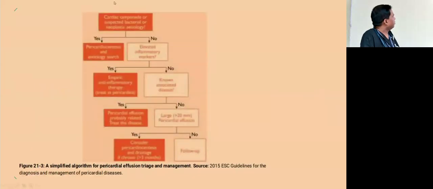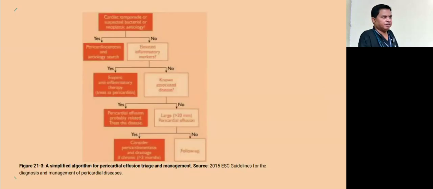So after an echo, if there is a pericardial effusion, it can be mild, moderate, large, or very large. If it is more than 20 millimeters above the right ventricle, it is a large pericardial effusion. I will show you some pictures, and it will actually need pericardiocentesis. It is diagnostic, to see what is the cause for that pericardial effusion, and after that therapeutic also.